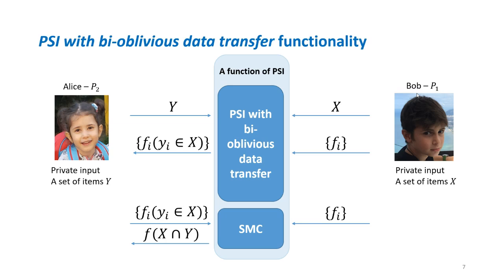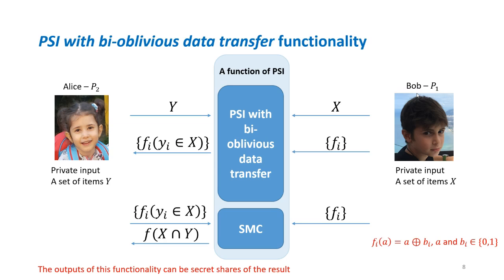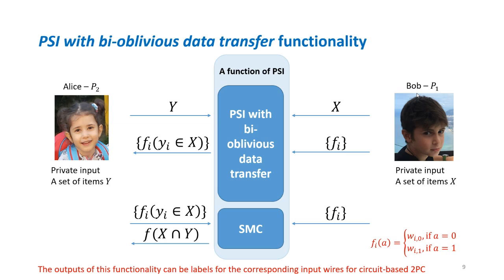It is not possible to do this with classical PSI protocols because they reveal the intersection to at least one of the parties. These functions can be one-time pad encryptions of the membership result, which allows the parties to learn the secret shares of the membership results. These functions can output corresponding wire labels for the membership results, which allow one of the parties to learn the wire values that will be inputs to a garbled circuit-based two-party secure computation protocol.